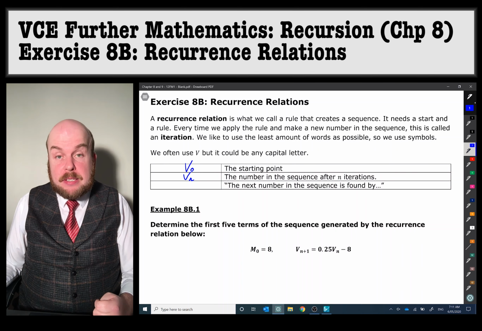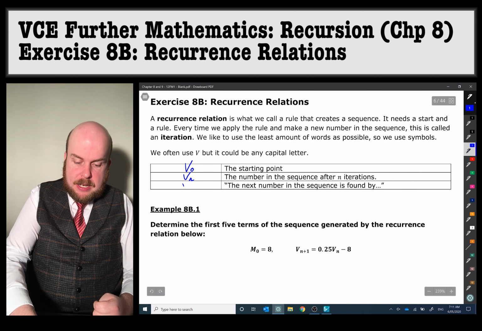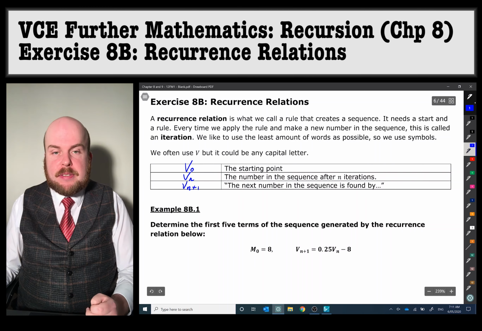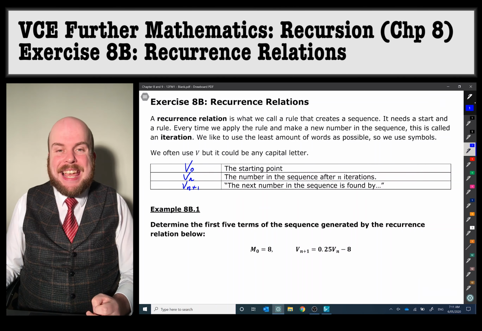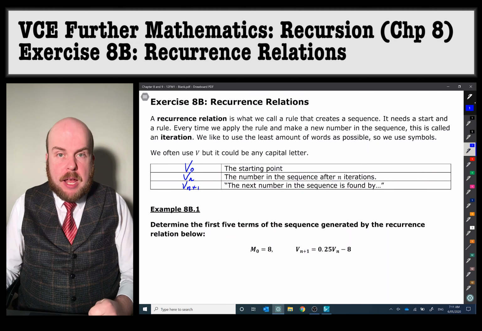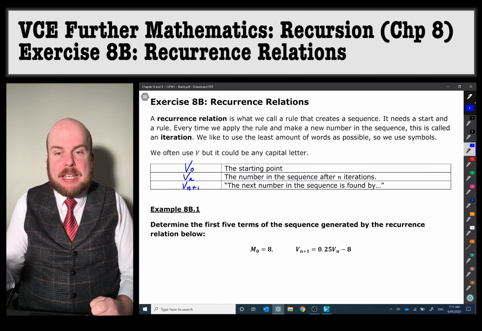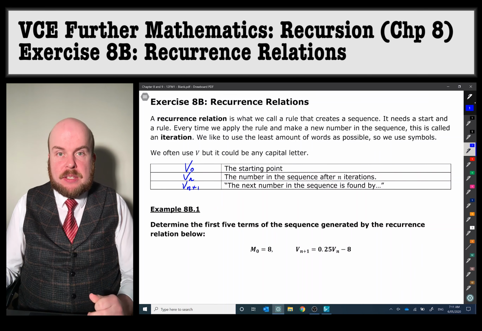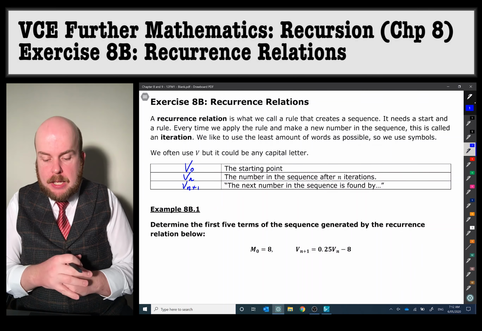The next number in the sequence is symbolized by this here, Vn+1. We use this all the time for any description about saying what the next number in the sequence is. It's not literally plus 1.